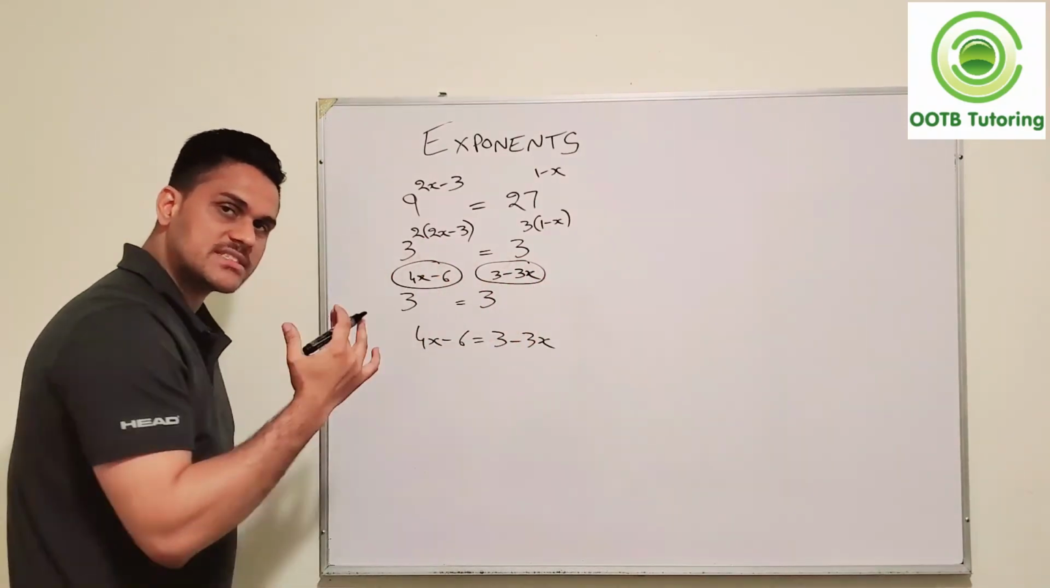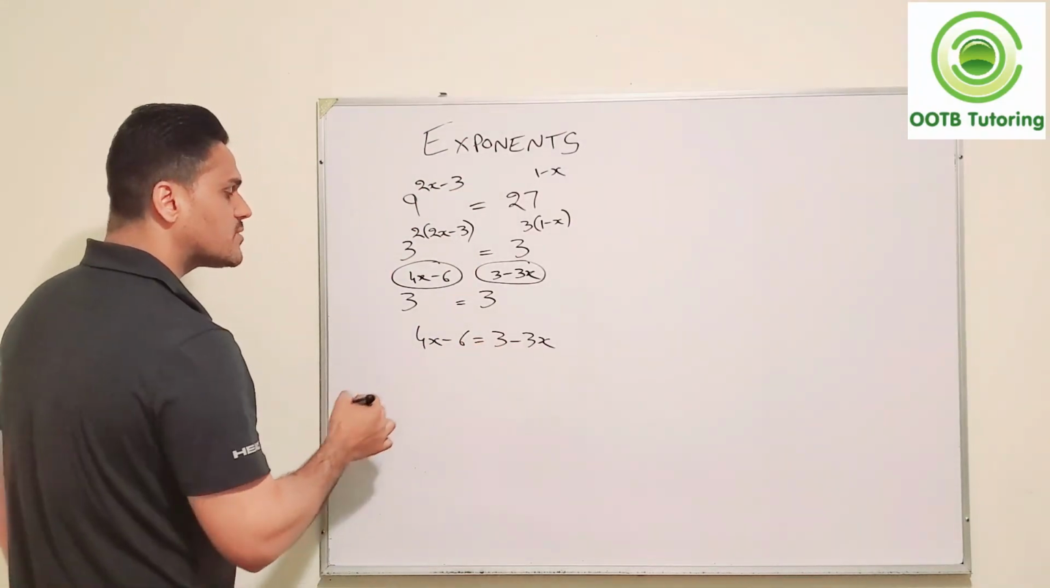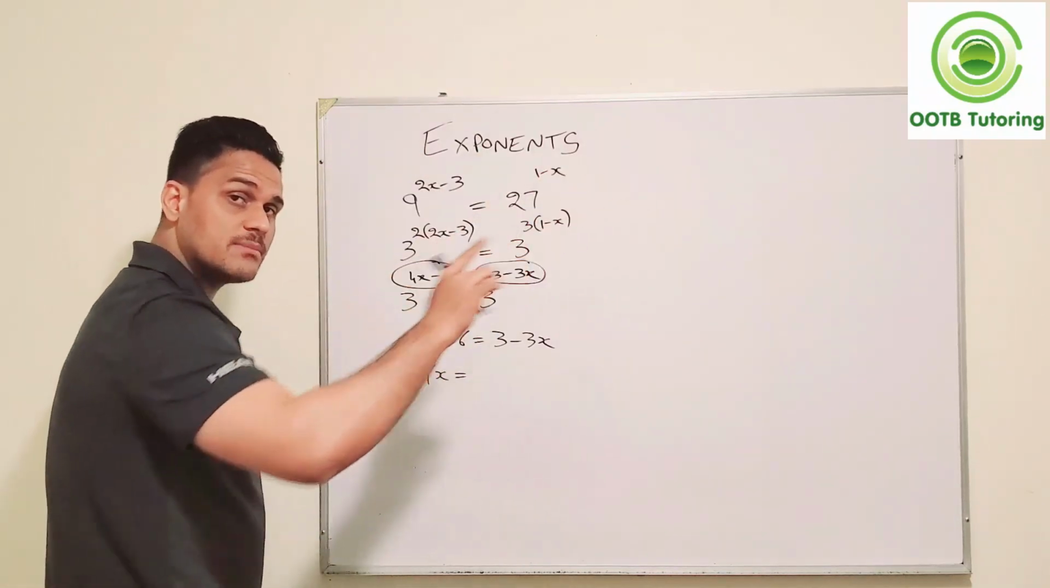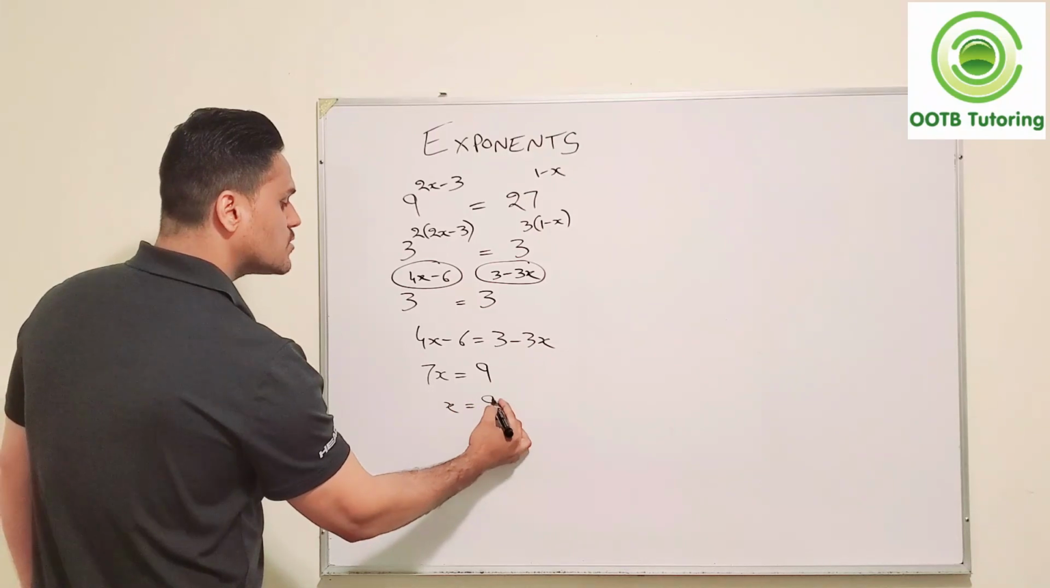We're going to bring all the x terms together and the numbers on the other side. So minus 3x comes here, becomes plus 3x. 4x plus 3x is 7x. Minus x goes there, becomes plus 6. And 3 plus 6 is going to be 9. So x is just going to be 9 over 7.